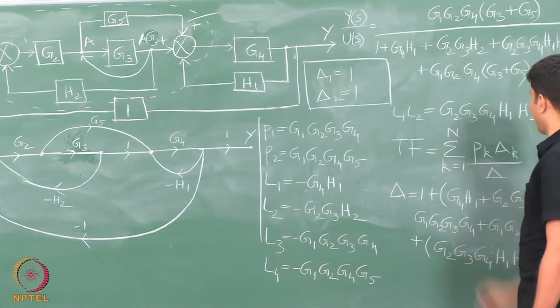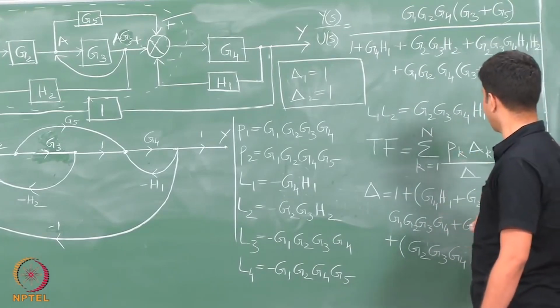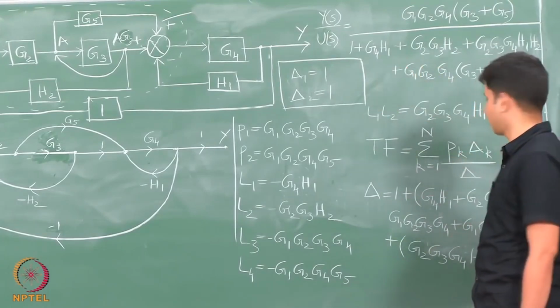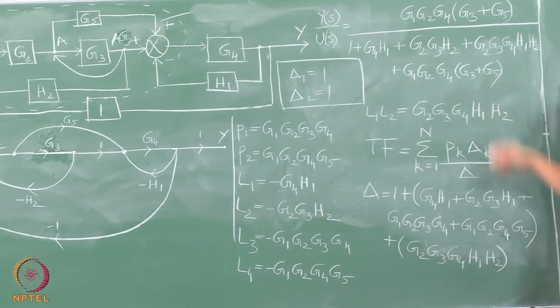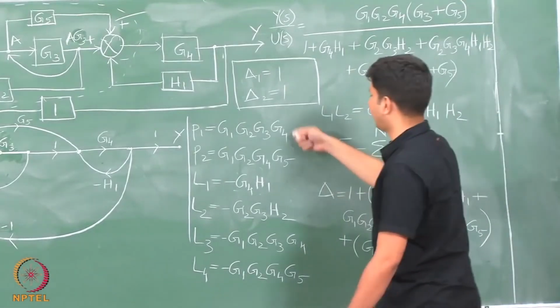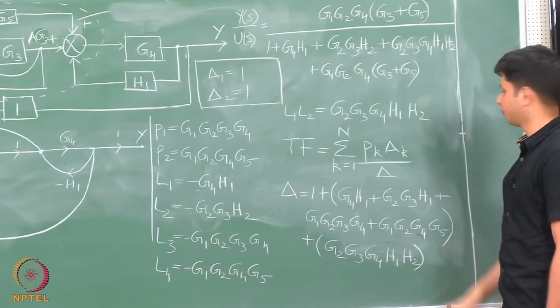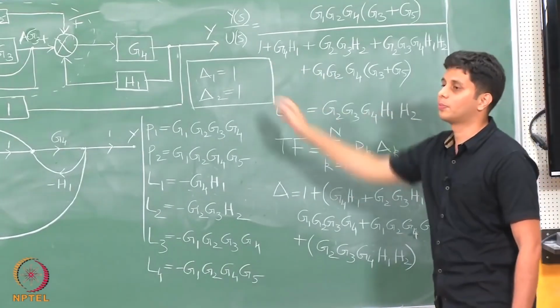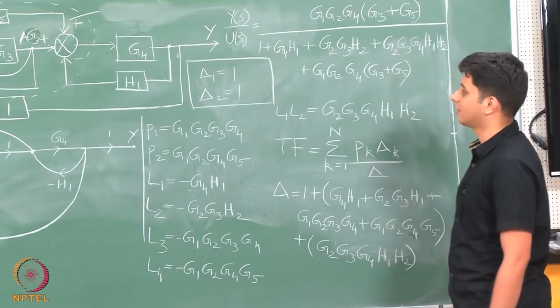Now, I can simply substitute everything into this Mason's gain formula, and what I will get is the same transfer function. You can observe this delta is nothing but the denominator which we got here, and if you add up the forward paths, it is nothing but the numerator that we got, because delta k is 1 in both the cases. So, this is how you got the transfer function in both the cases.